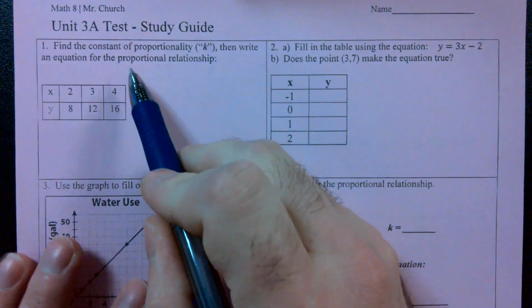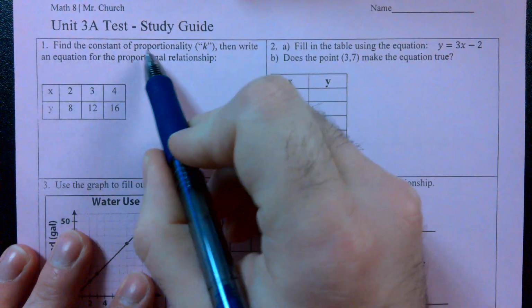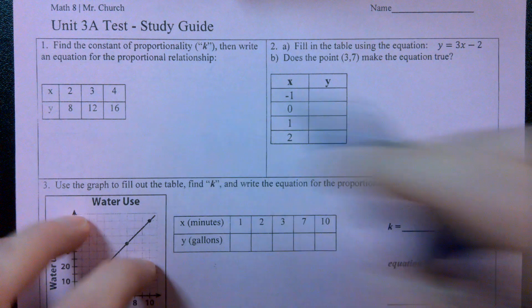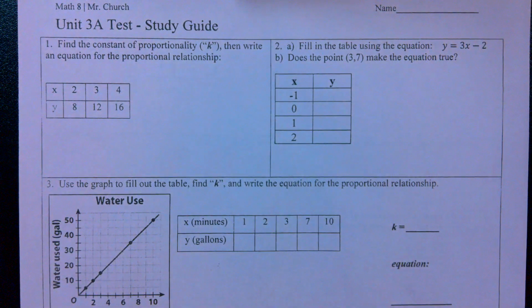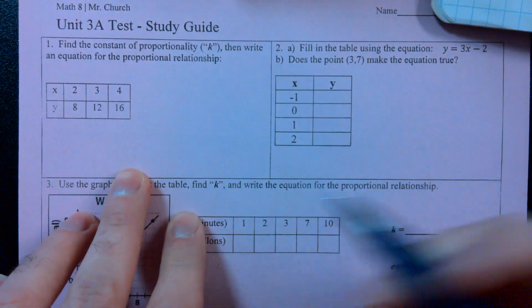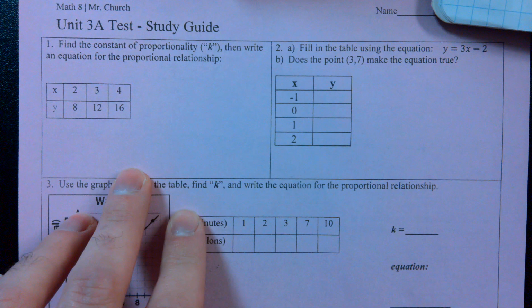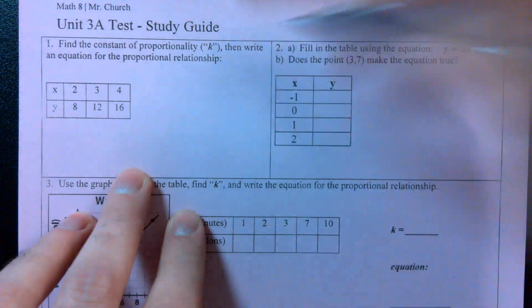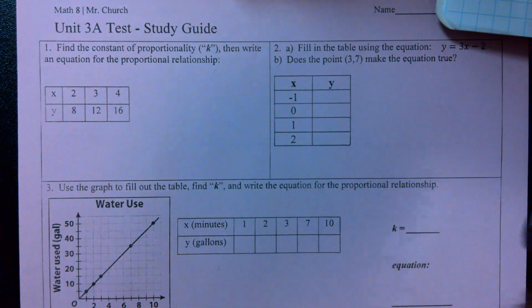Number one, this is from the very beginning of our unit. Find the constant of proportionality k and write an equation for the proportional relationship. And because this is our first test, I might as well give you guys another leg up. We're going to write what lesson each of these problems is from. So this one right here would be, I'm going to say 3.1 probably, right? Yeah, 3.1.